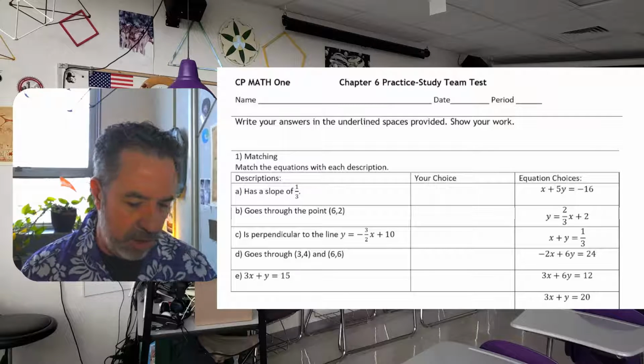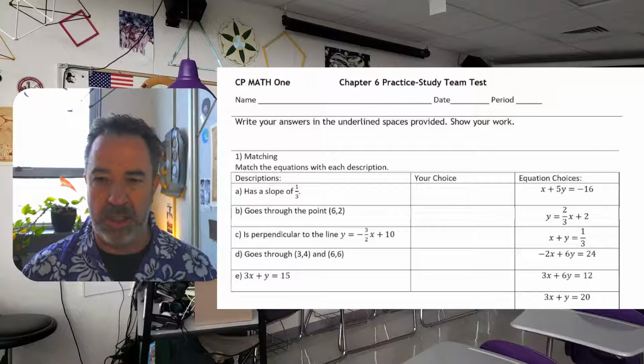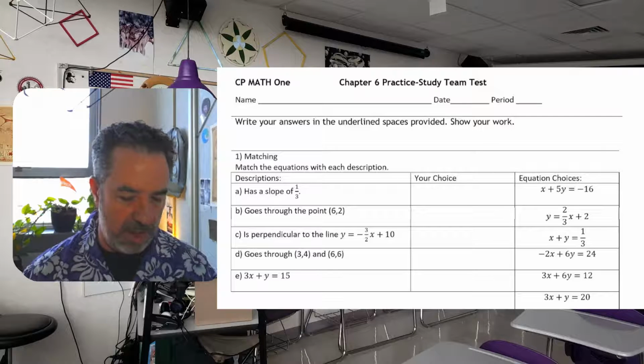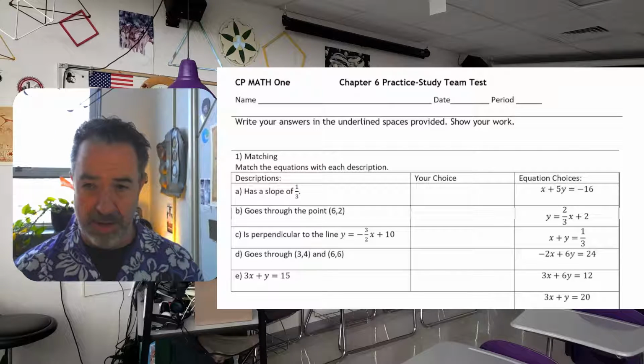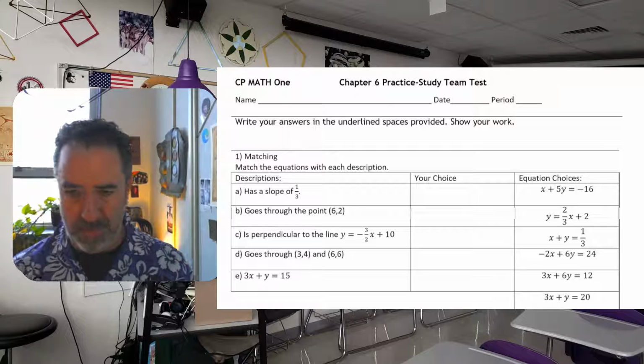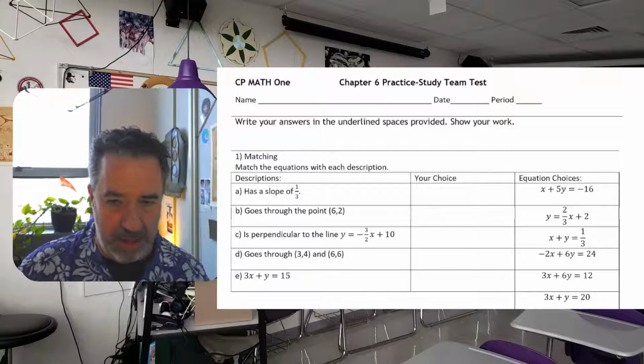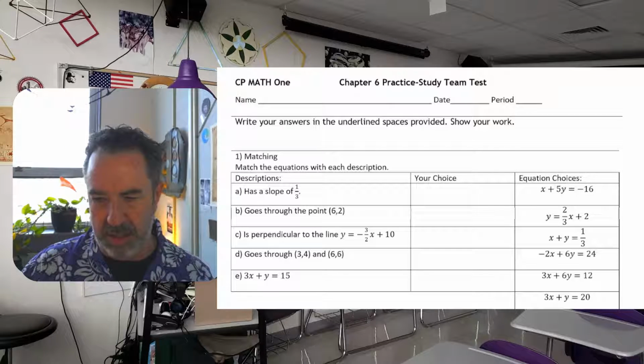This first question is a matching question, and there's several choices on the right-hand side, equation choices, and there's descriptions on the left. And we're going to select equations and write them in there. So let's go through and look at these.